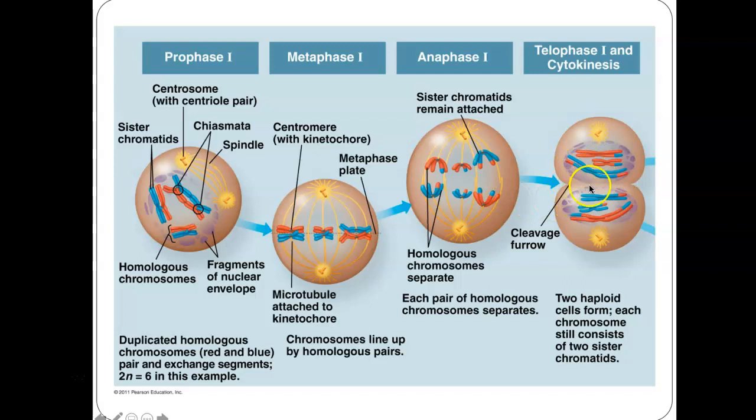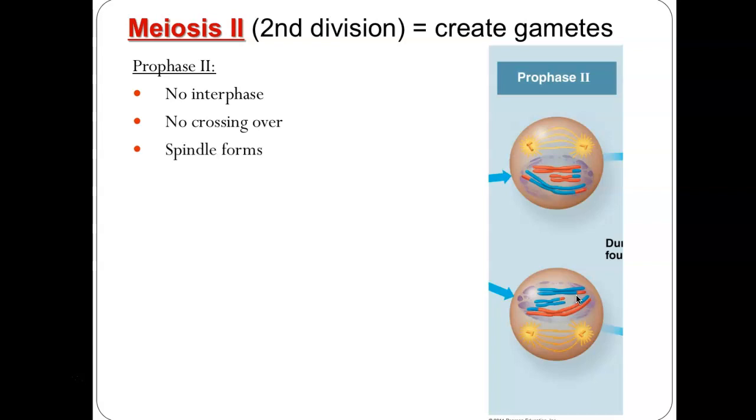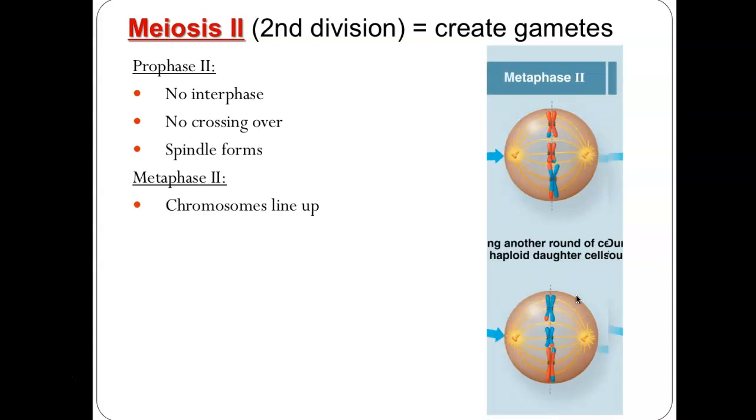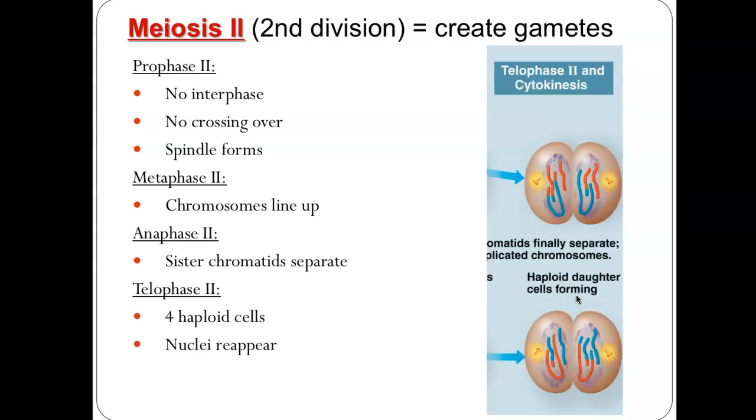All right, and then cleavage furrow, cytokinesis, it forms 2 cells. The second division: there's no interphase, there's no crossing over, a spindle forms, chromosomes line up, sister chromatids separate, and then you end up with 4 cells at the end, and each of the daughter cells is genetically unique, not identical to each other, not identical to the original cell.